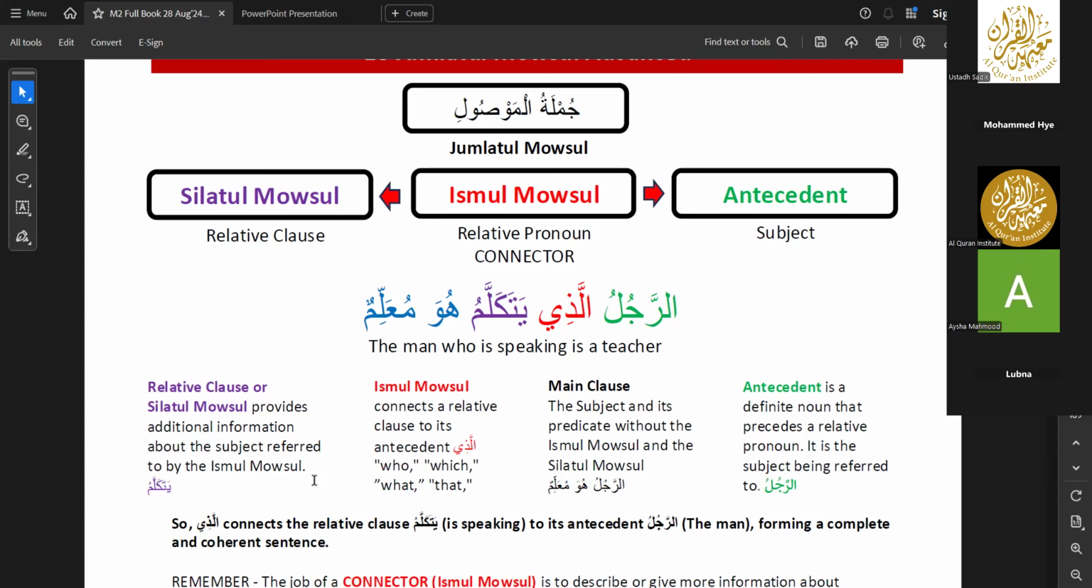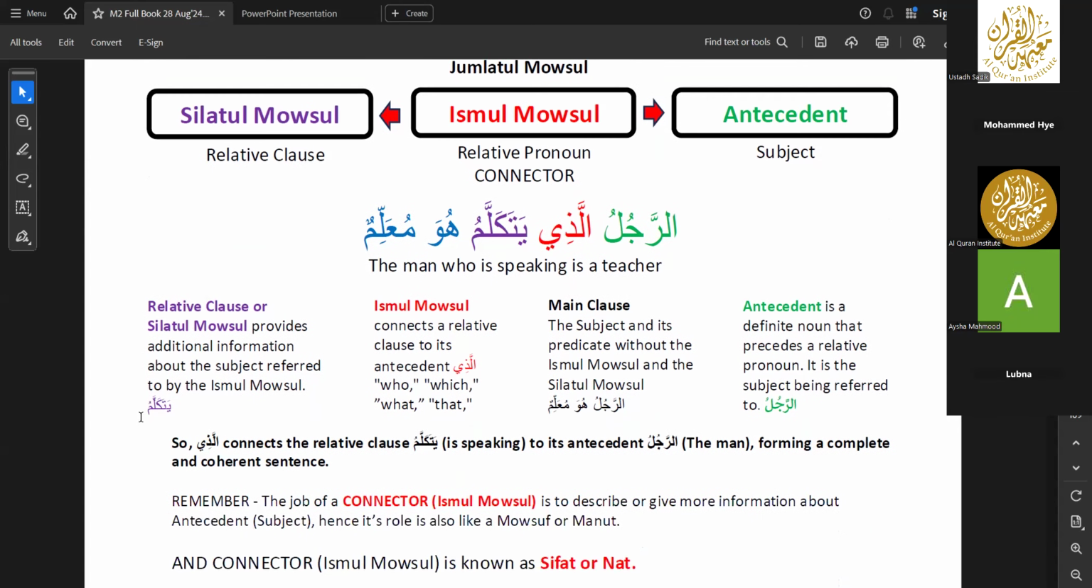The reason I'm saying this is, if you just come across the Arabic, say I ask you in a few weeks' time, what's ismul mawsul and what's silatul mawsul, you can easily be confused. So let's go through each terminology. Silatul mawsul, or relative clause. Again, you need to know both terminologies. Don't get confused one with the other.